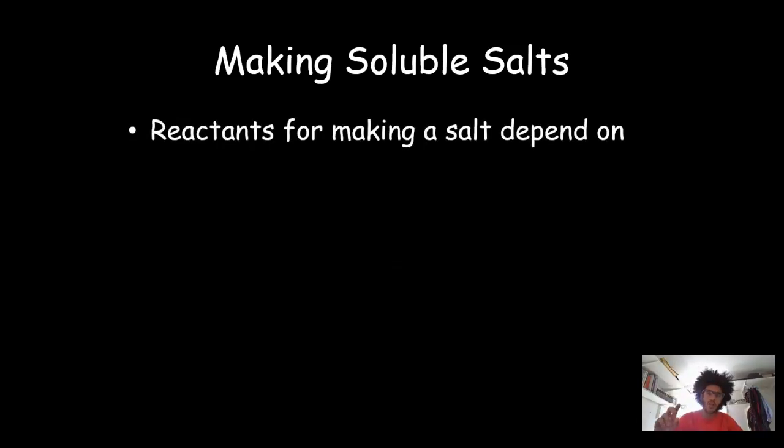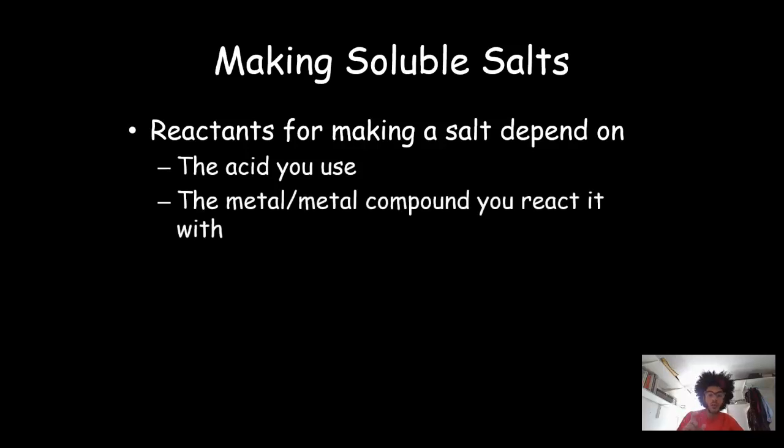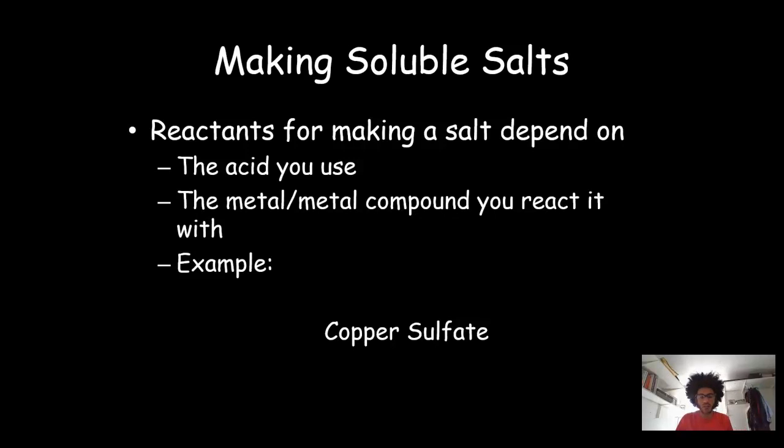When you are thinking of the two things you need to make a salt, they depend on two things. They depend on the acid that you use, and it also depends on the metal or the metal compound you react it with. So as an example, if we look at copper sulfate, one of these classic compounds that students often have to make, the second part of the name is the part which is the acid. The sulfate means that the acid that I need to use here is sulfuric acid. So whatever I react this acid with, I'm always going to make a sulfate, and we'll come back to the solid that you react it with in a moment. So I'm going to use sulfuric acid.